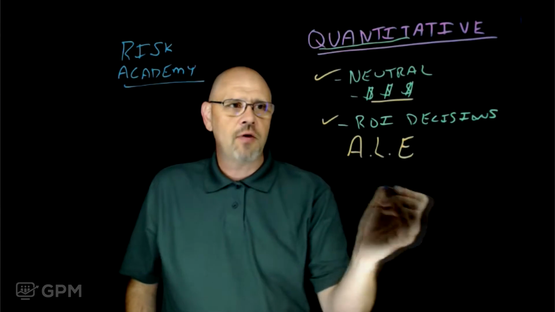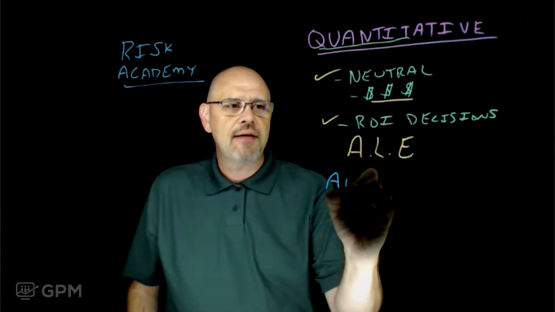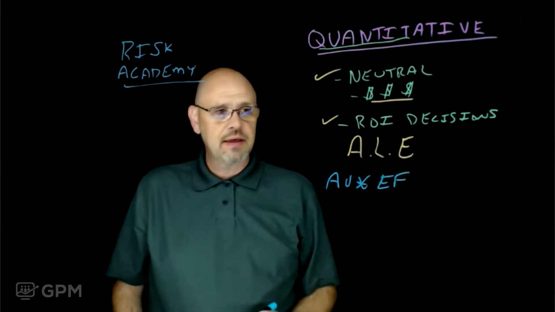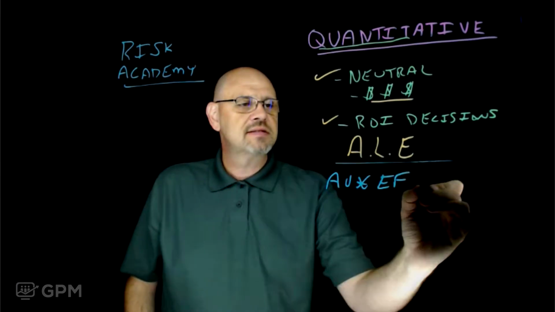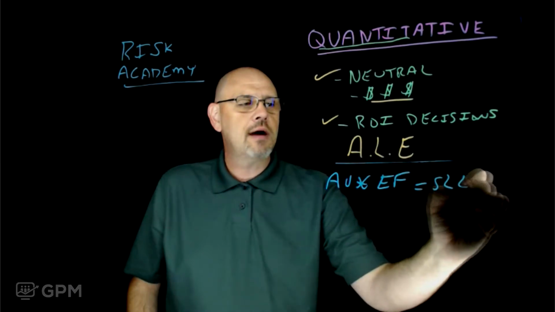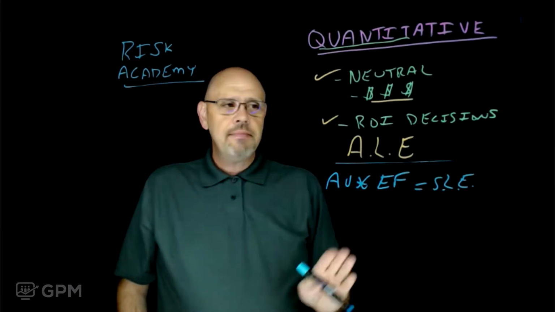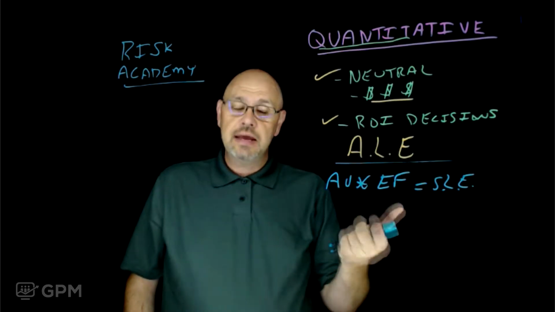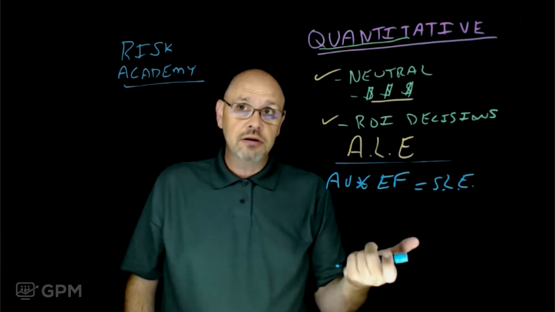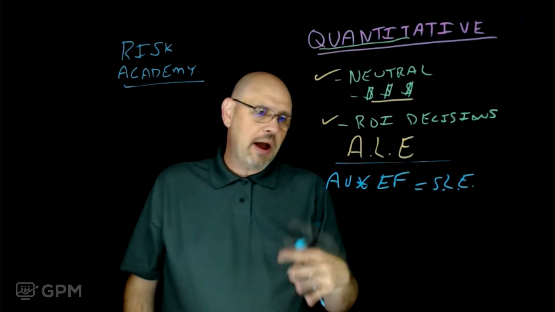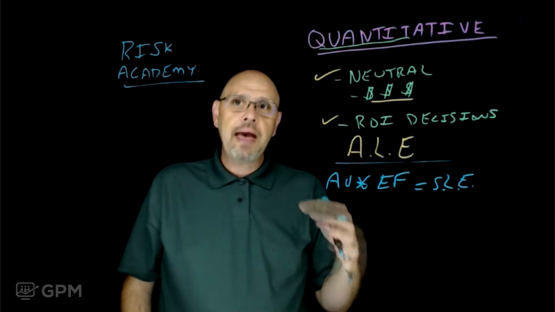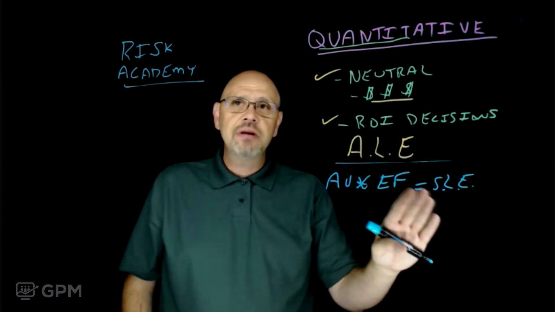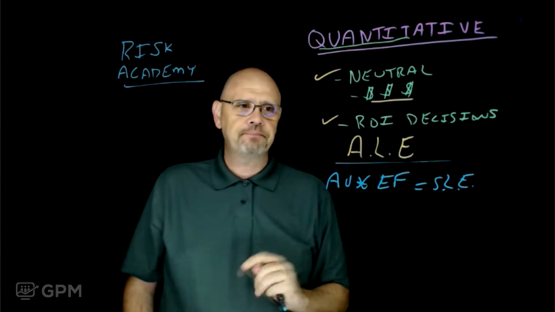Okay, let's get to these formulas. The first thing is we have our asset value times something called exposure factor. That will give us something we need called single loss expectancy. That means every time something occurs, that's the value it will potentially cost you, whether it's a power supply in a server going bad, a data center, or a lost laptop. You have a single loss expectancy: how much does it cost every one time it happens?